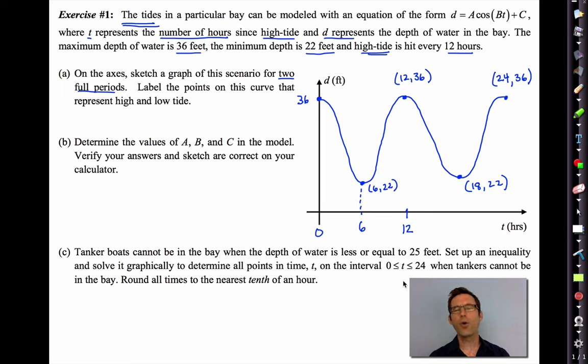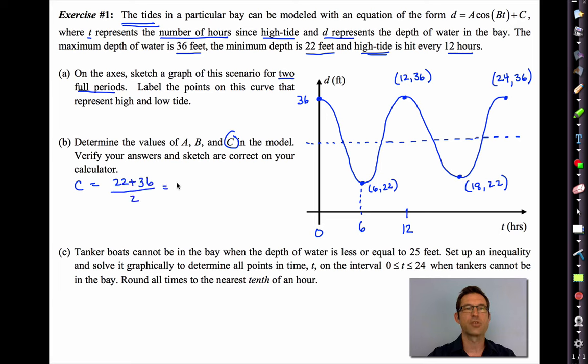All right. Well, I hope based on previous work that you've done on homework, you'll be able to do it. Very often, I will figure out the midline value first. That's C. And C will always be the average of the lowest value and the highest value. That's why we sometimes call it the average value. So that's going to be 58 divided by 2, and that gives me a midline value of 29. That's actually a Y value.